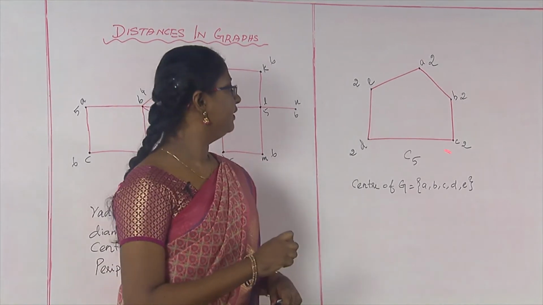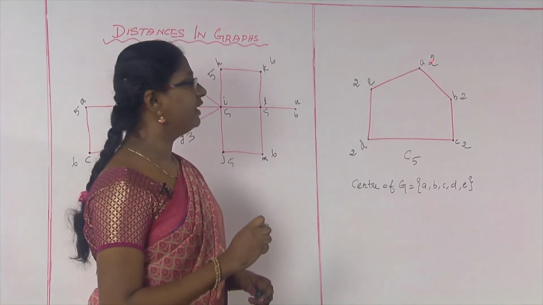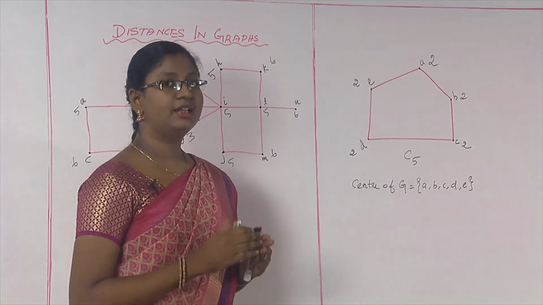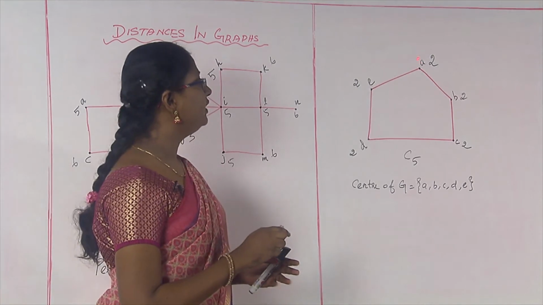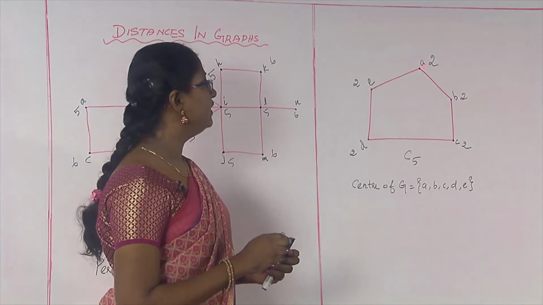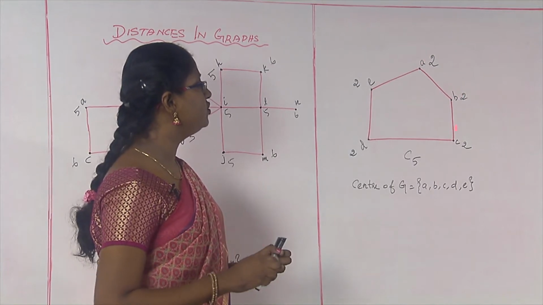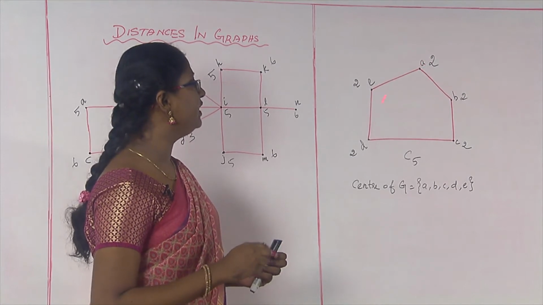We will see here this is a cycle C5 and we will be finding the eccentricity of all the vertices here. Eccentricity is the maximum distance from a vertex. So, here consider A and the maximum distance is 2, that is, the distance from A to B is 1, the distance from A to C is 2, and the distance between A to D is again 2.